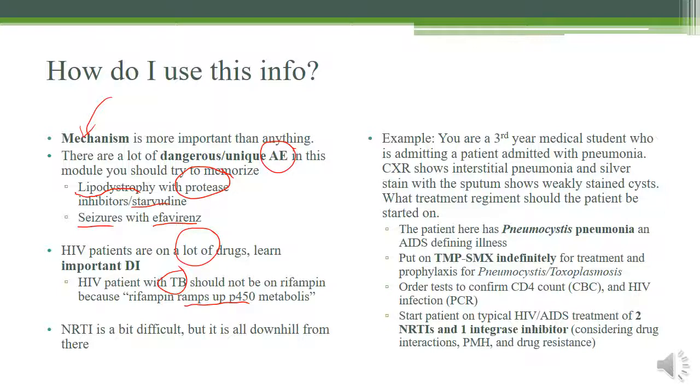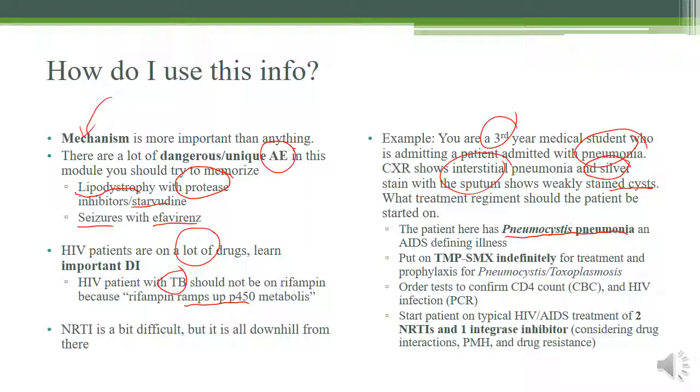I've given you a scenario right here where you're a third-year medical student. You're admitting a patient for pneumonia. The chest x-ray shows interstitial pneumonia, and the silver stain, they never really bring it up unless it's one specific disease. The silver stain of the sputum showed weakly stained cysts. So you're getting a cystic pneumonia. What treatment regimen should the patient be started on? So obviously they're describing Pneumocystis jirovecii pneumonia, and this is often seen as an AIDS-defining illness.